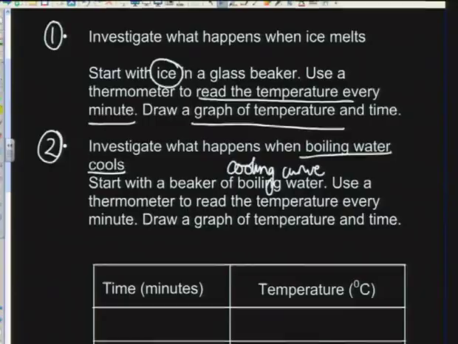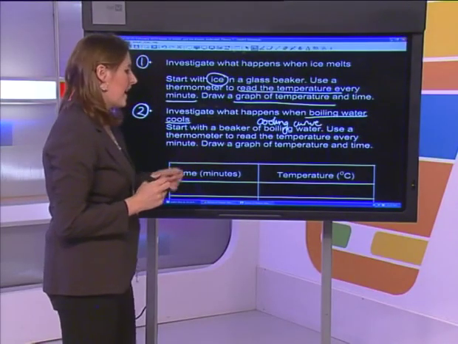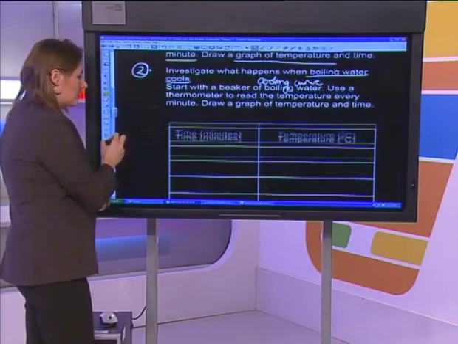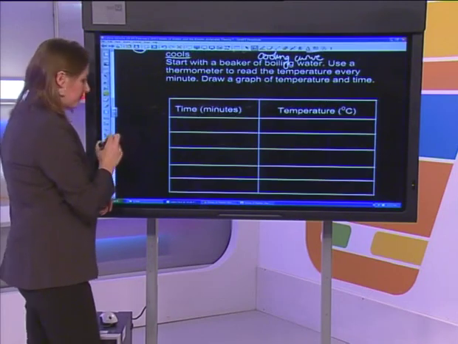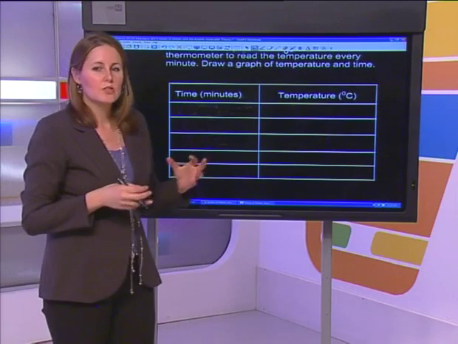Start with a beaker of boiling water, use a thermometer to read the temperature every minute, and then draw a graph of temperature versus time. So what I want to indicate to you, before we go back to our beakers, is that in order to do this, you would need to draw up a table.